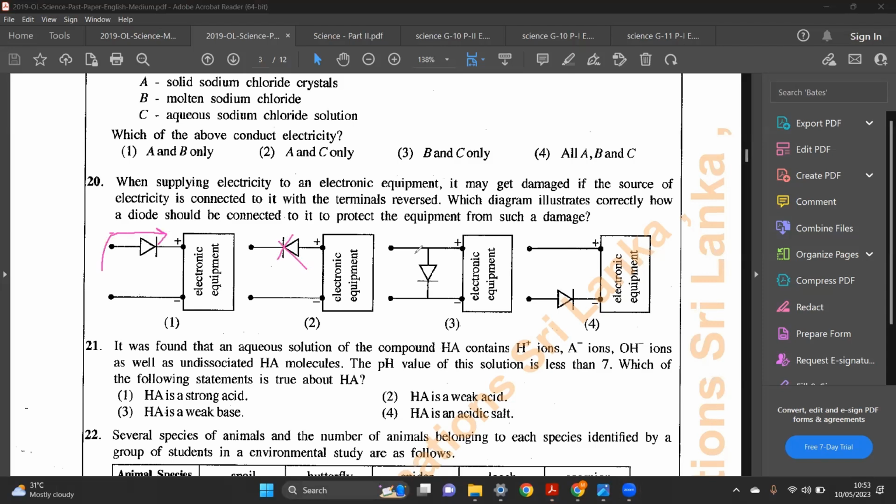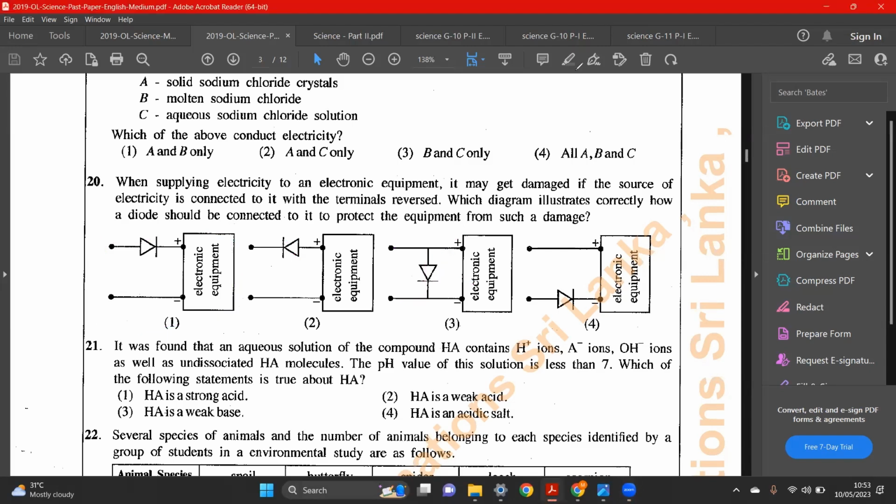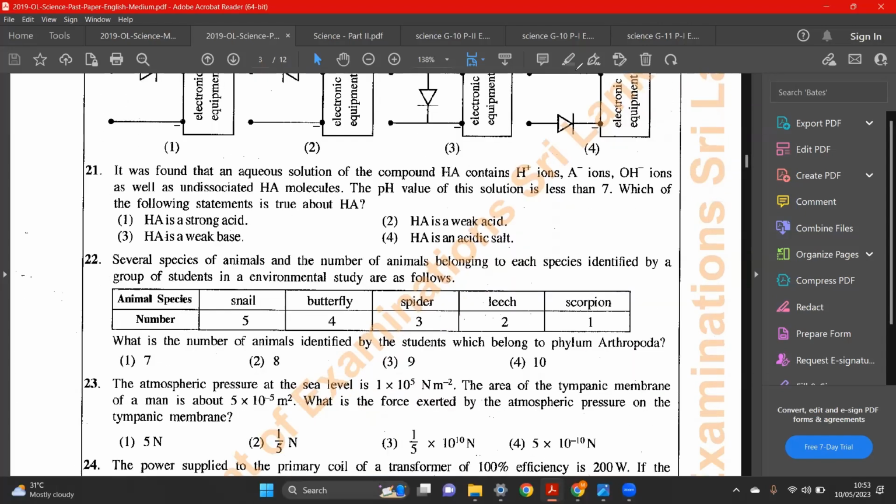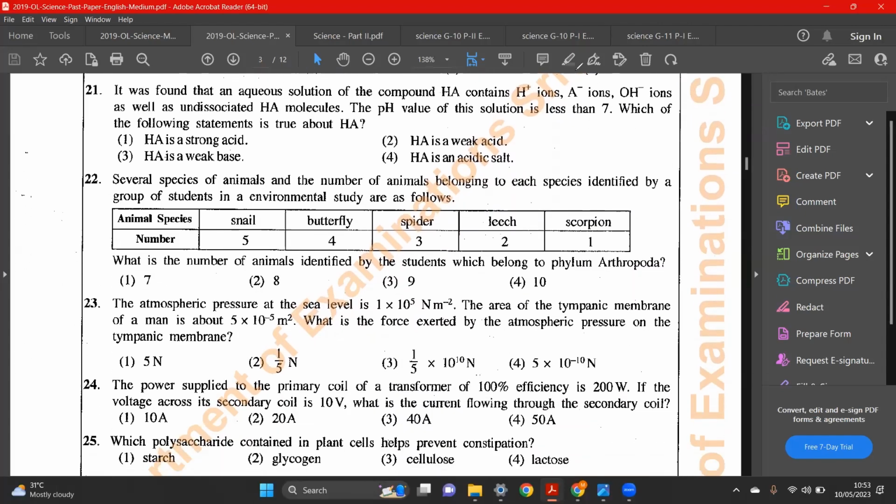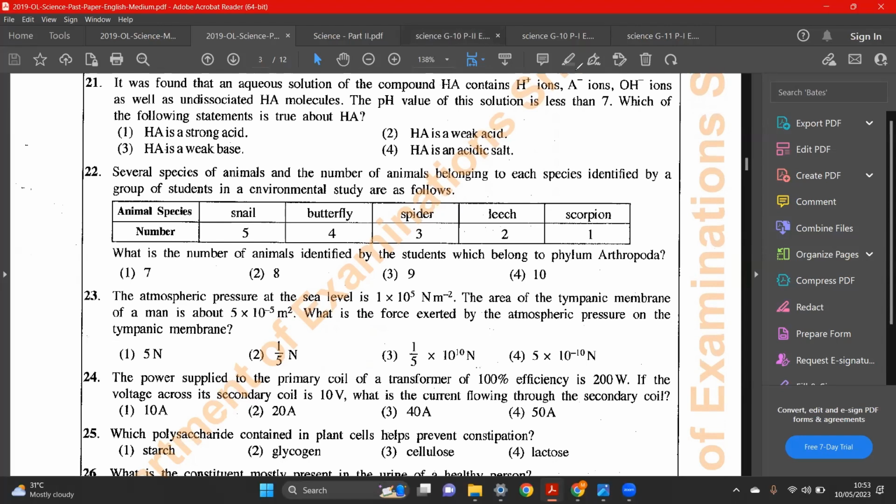This is wrong. This is also wrong because this is breaking through, and then you would need to travel like this again, which is not possible. This is also not possible. This is the ideal way of connecting your electronic equipment to make sure it works. Therefore, that is your first option, the forward biasing option. Then you have your 21st one. No doubts so far, right?